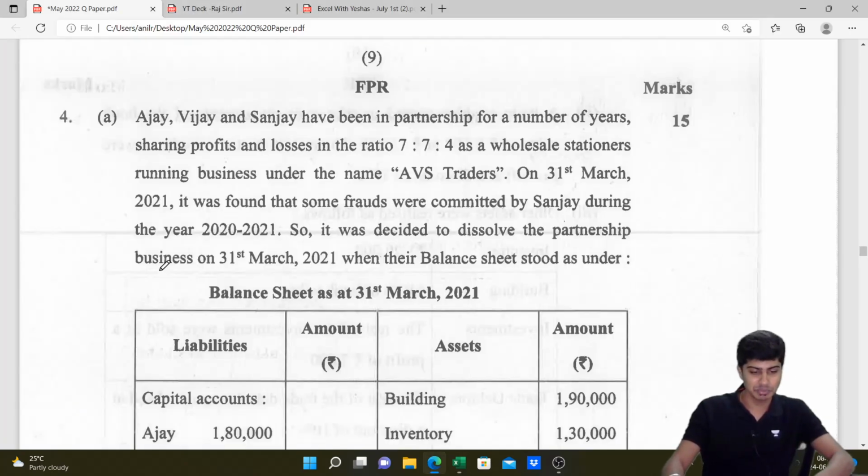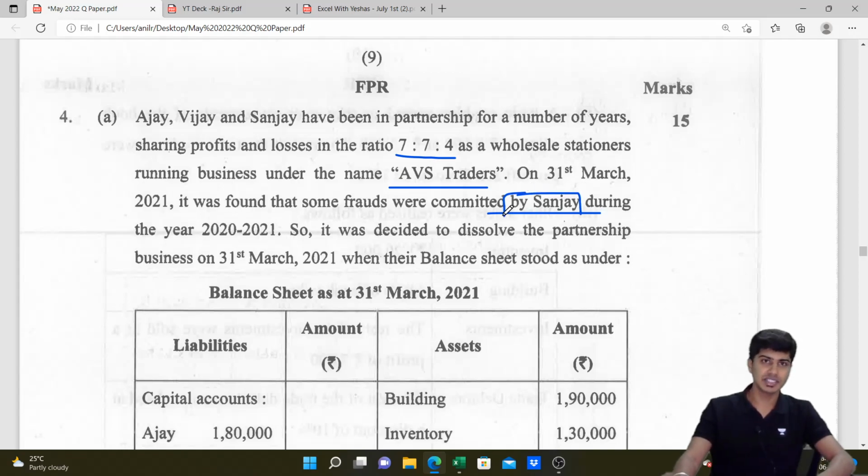So let's start the partnership question. Ajay, Vijay and Sanjay have been in partnership for a number of years, sharing profits and losses in the ratio 7:7:4, as wholesale stationers running business in the name of AVS Traders. On 31st of March 2021, it was found that some frauds were committed by Sanjay. Sanjay has done some financial frauds within the organization. During the year 2021, it was decided to dissolve the partnership firm by mutual consent.